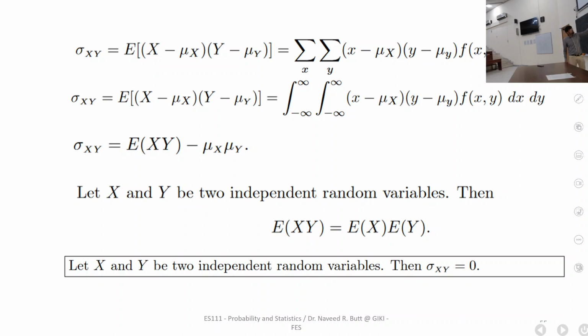The covariance of X and Y is the expected value, the definition is the same for discrete and continuous: when X deviates from its mean, does Y also deviate from its mean on average? How much does that happen? For the discrete case, this results in a double summation. For the continuous case, it results in a double integral. And we also have a simplified version of this.